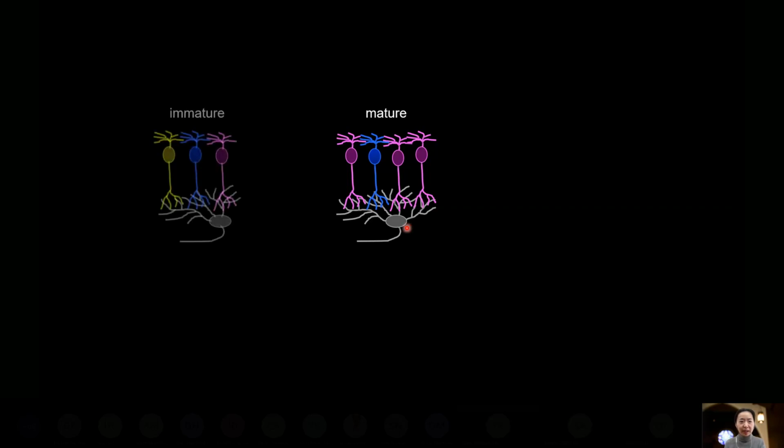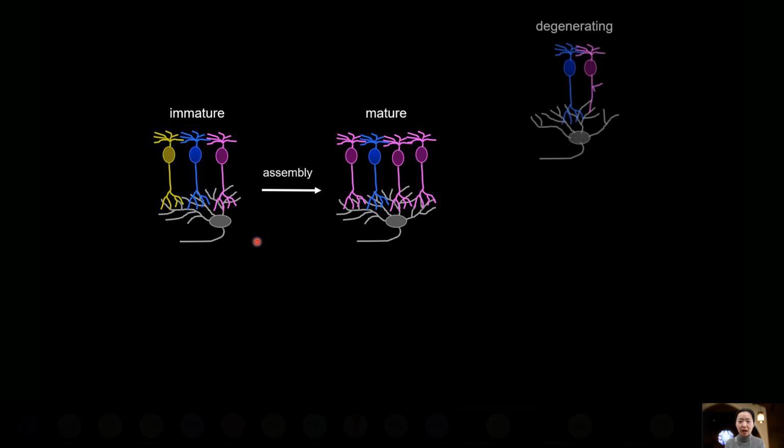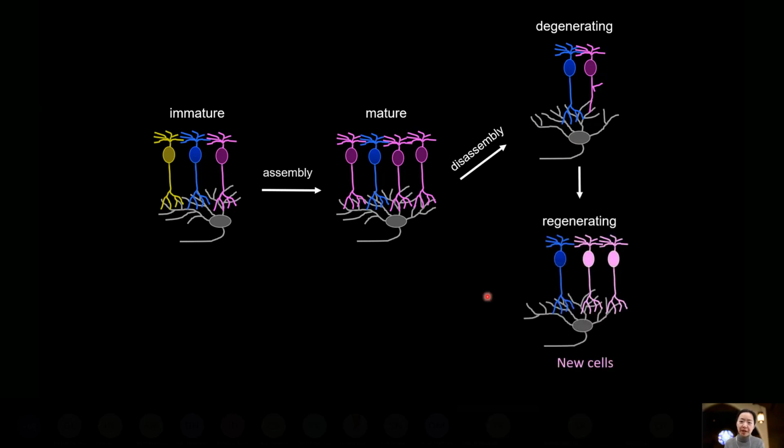Our lab is interested in understanding how such precision in synaptic wiring is established during development. And we are also interested in how circuits disassemble in disease conditions. So when some cells die, how do the remaining neurons respond to the loss of the synaptic partners? And furthermore, if we want to repair the neural circuits, we would also need to know how well the regenerated new cells or transplanted new cells integrate into the remaining circuits.